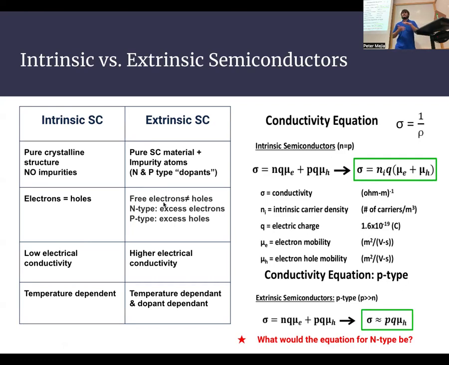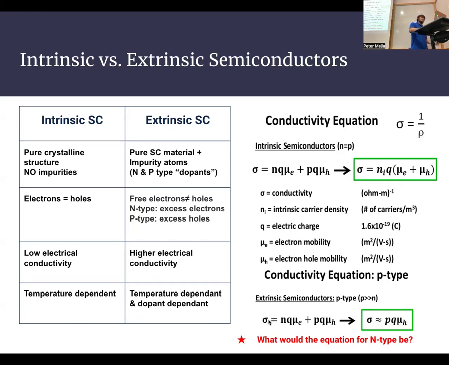There's a difference in number. And so one will become the majority charge carrier and the other will become the minority charge carrier. They're still contributing to the overall conductivity, but one tends to dominate. And that's what's seen in this extrinsic semiconductor equation. In case you didn't know, this sigma is for conductivity, and it's inversely proportional to resistivity.